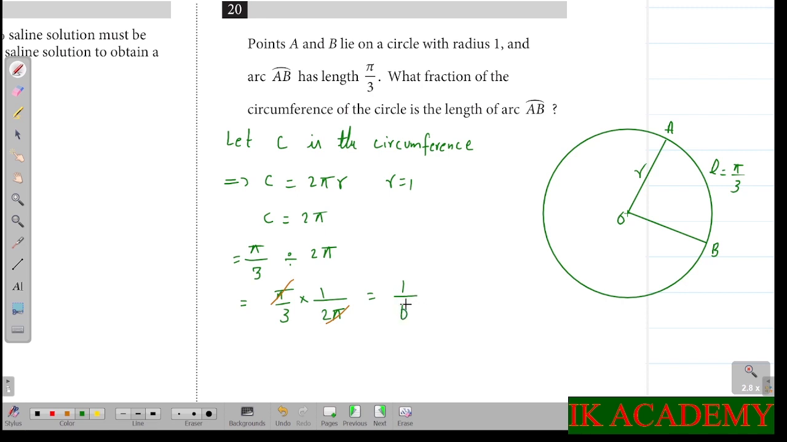So this is the fraction of the circumference that the arc is, which is 1/6 of the circle. The length of this arc is 1/6 of the circle, and if we write it in decimal form, it will be 0.166 something. Okay, let's move to the next question.